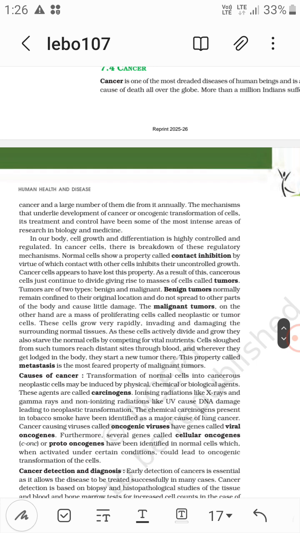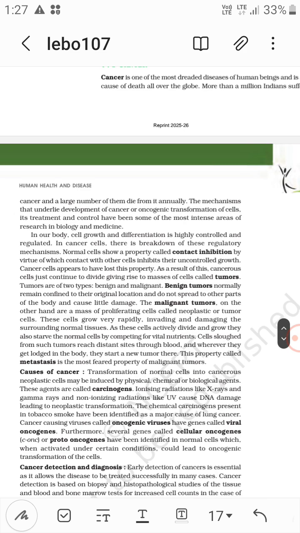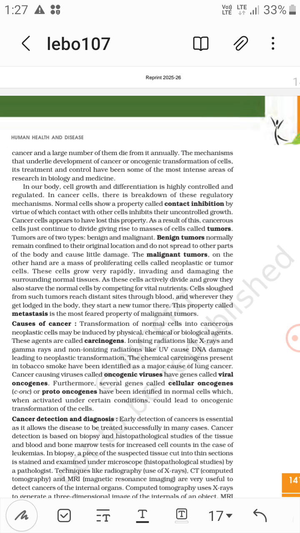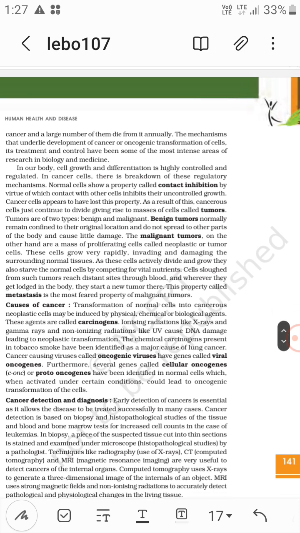The mechanism that underlies the development of cancer is the oncogenic transformation of cells. Its treatment and control have been studied extensively. Cell growth and differentiation is highly controlled, but in cancer cells this regulatory mechanism breaks down.